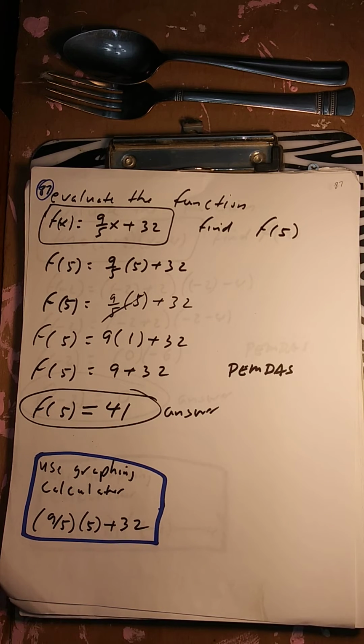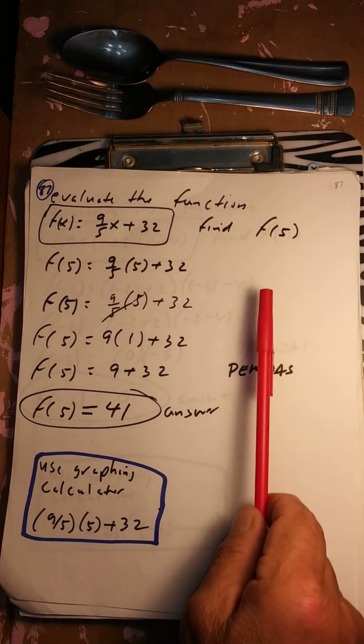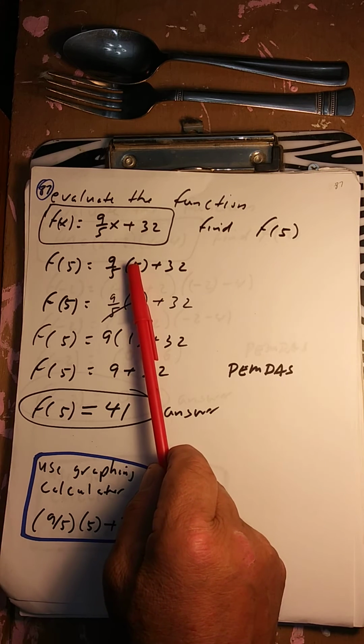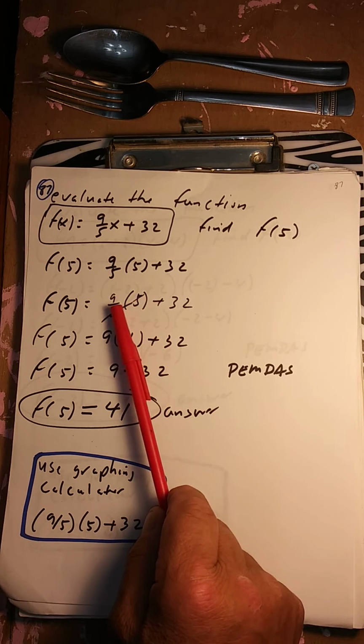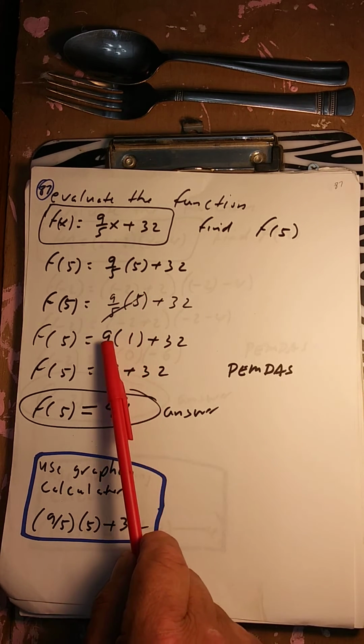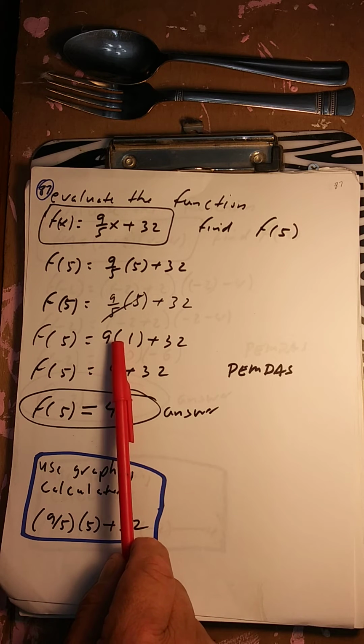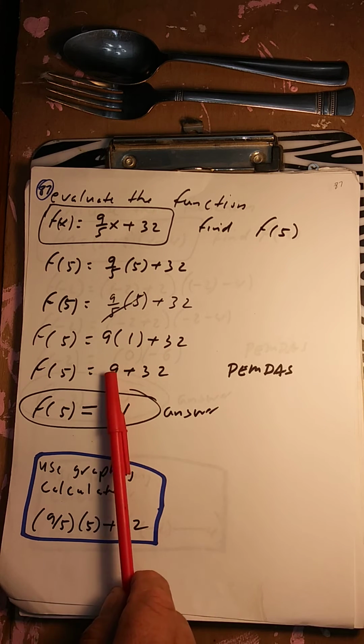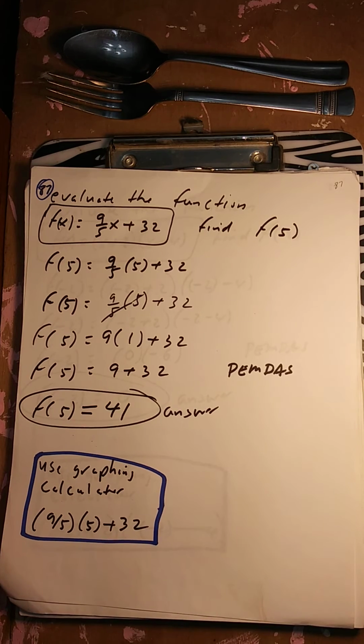This one, f of 5. Put a 5 in there. Does 5 divide 5? Yes, it does. How many times? 1 time exactly. 5 divided by 5 is 1. And then multiplication first, not addition. 9 times 1 is 9. 9 and 32 is 41.